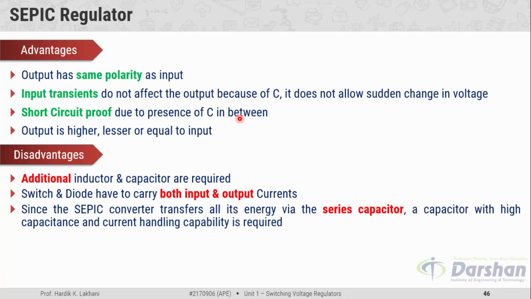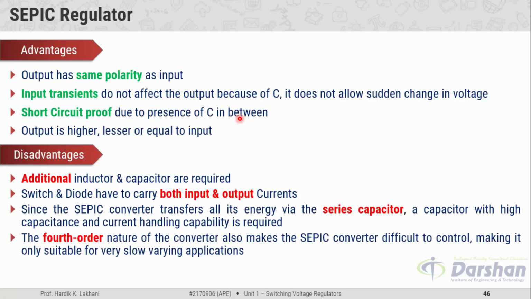Since the SEPIC converter transfers all its energy via the series capacitor, which means the coupling capacitor, a capacitor with high capacitance and current handling capability is required, which is the major drawback of this topology. Higher capacitance and higher current capability are required.